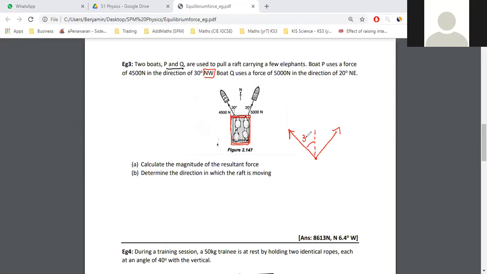This is 30 degrees, this is 20 degrees. There are only two forces, F1 and F2. You calculate the magnitude of the resultant force. He says resultant force, which means the system is not balanced. If the system is not balanced, your sum of horizontal forces will not be 0; you will get a value, and that value will tell you whether it is acting left or right. We have two forces here: F1 is 4500 and this one is 5000. The angle is given, so let's resolve the forces first.